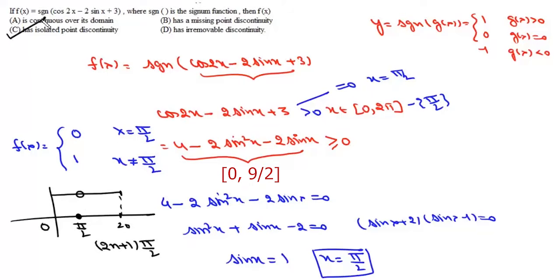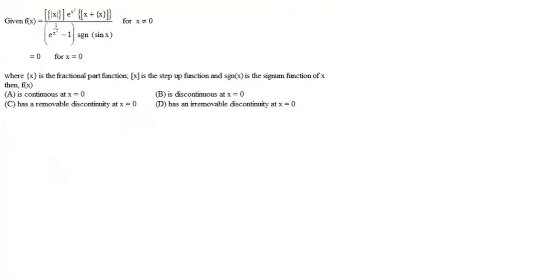Now we have given this function f(x) when x is unequal to 0 and 0 for x equals 0. Now we need to find continuity of this function at x equals 0. Now it is given that f(0) is equal to 0.